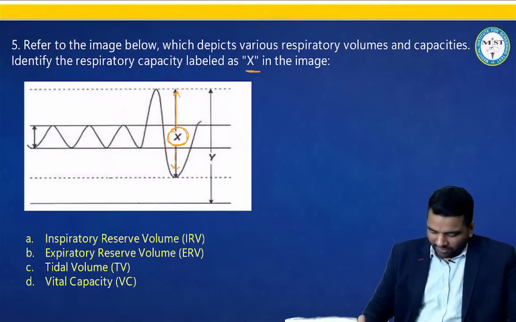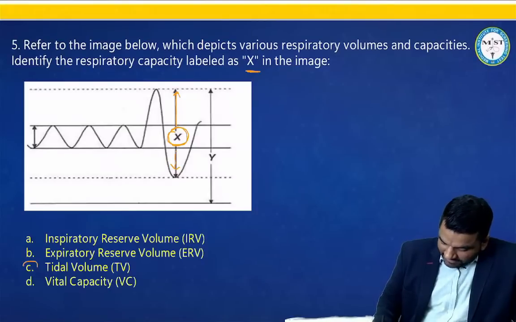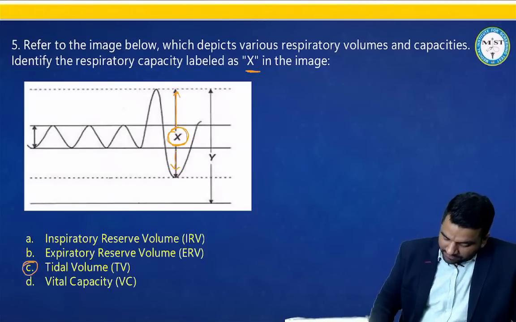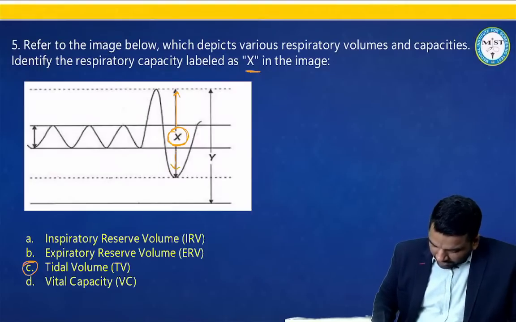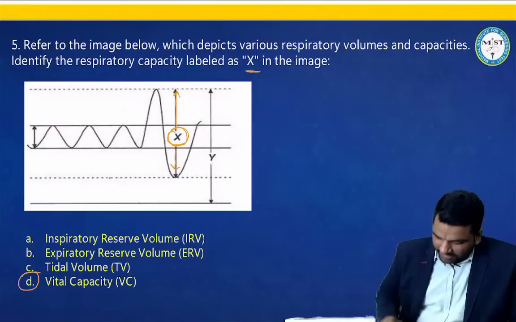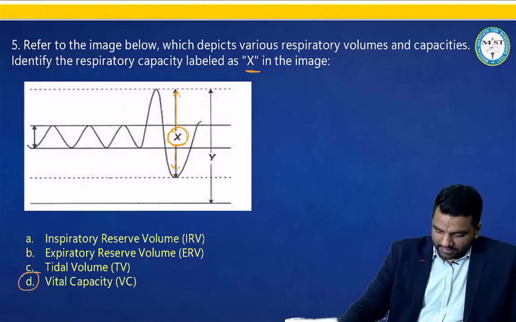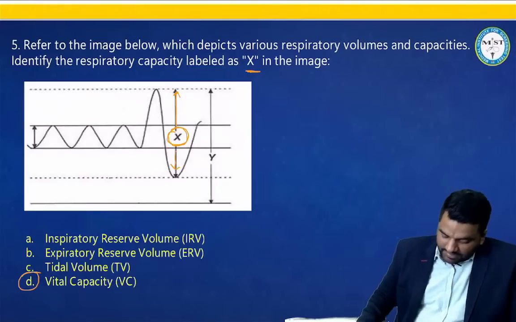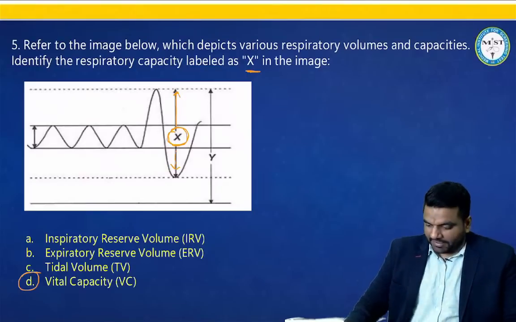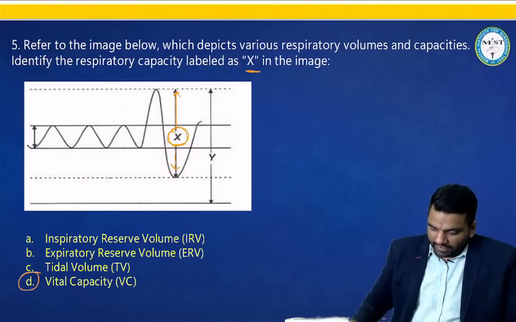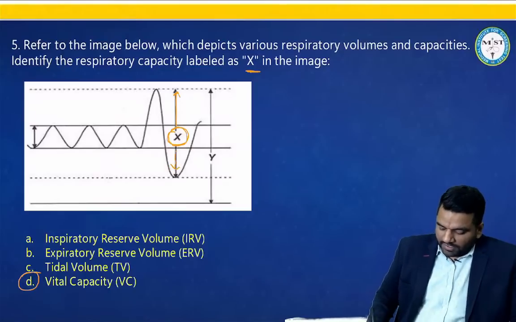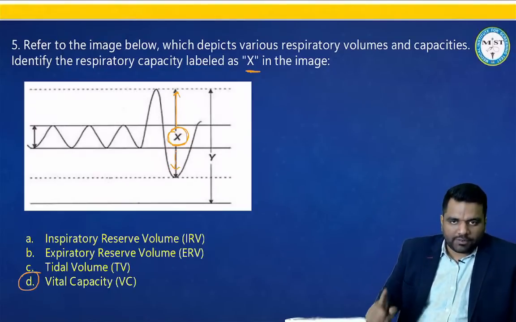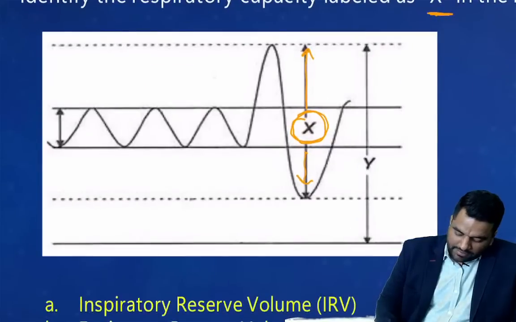Right, very good. So the right answer of this question is C. No beta, sorry, this is not C. The right answer is D. That is vital capacity.